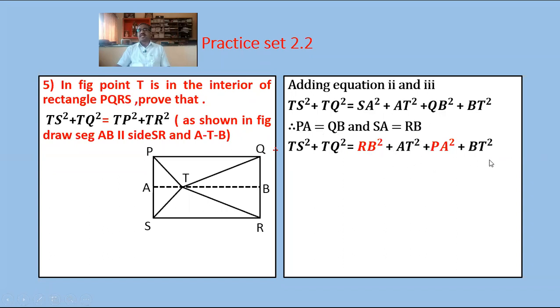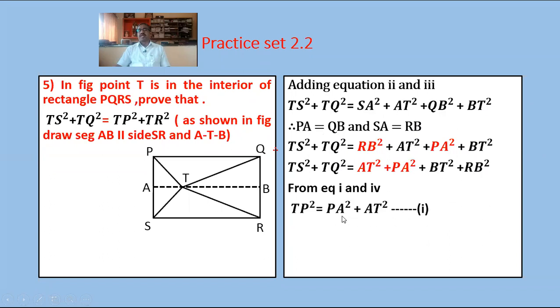Rearrange, this is the RHS side. Then we get TS square plus TQ square equals AT square plus PA square, written first, plus BT square plus RB square. From equation 1, PA square plus AT square is equal to TP square. On the RHS side, AT square plus PA square is TP square. From equation 4, BT square plus RB square is equal to TR square. From equations 1 and 4, we can write TS square plus TQ square is equal to TP square plus TR square. Hence it is proved.